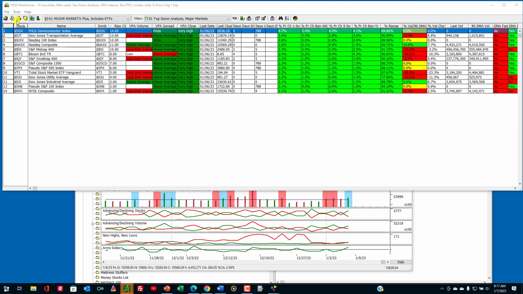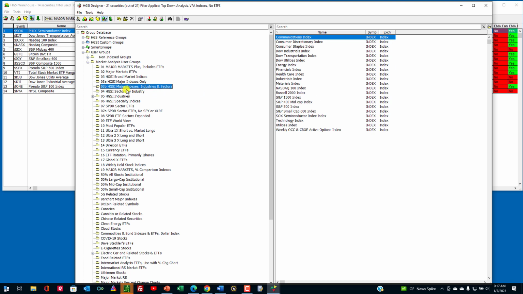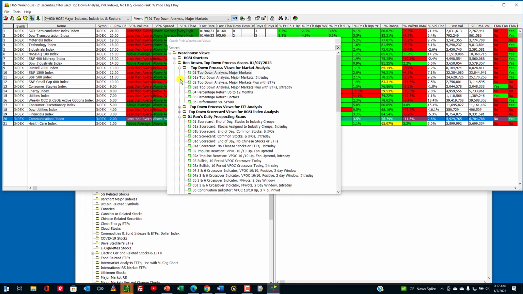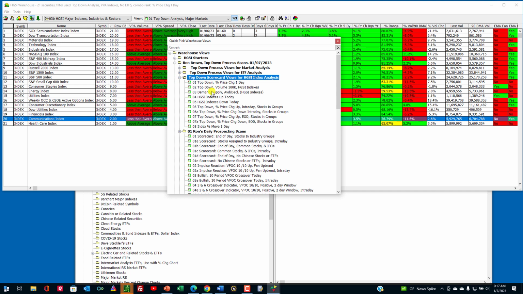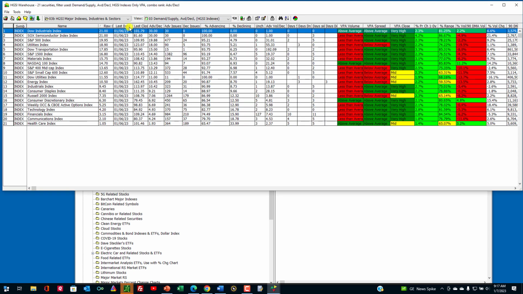Now let's go at this from a little different perspective. I'm going to go back in here into my market analysis user groups. This time I'm going to go down to the major indexes, industries, and sectors. I'm going to click through to the warehouse, and now I'm going to move down to the folder which says top-down scorecard views for HGSI analysis. I'm going to go to number 3, demand supply, advancers divided by decliners.